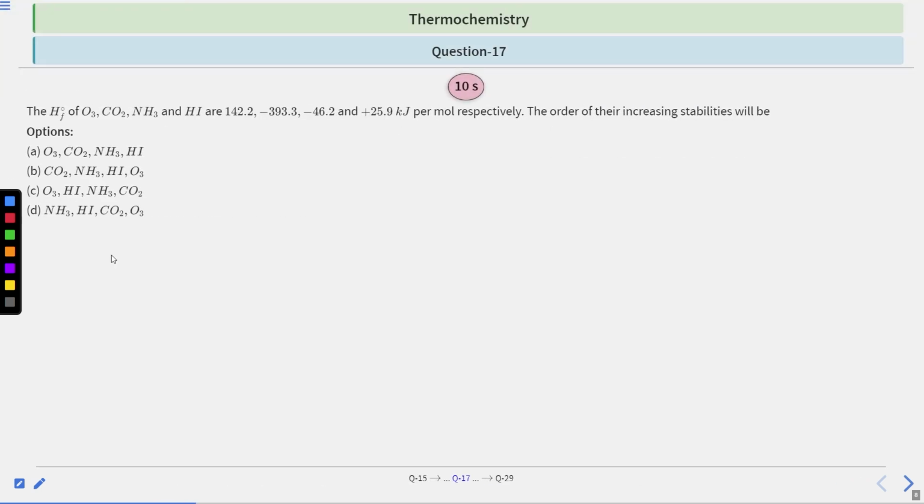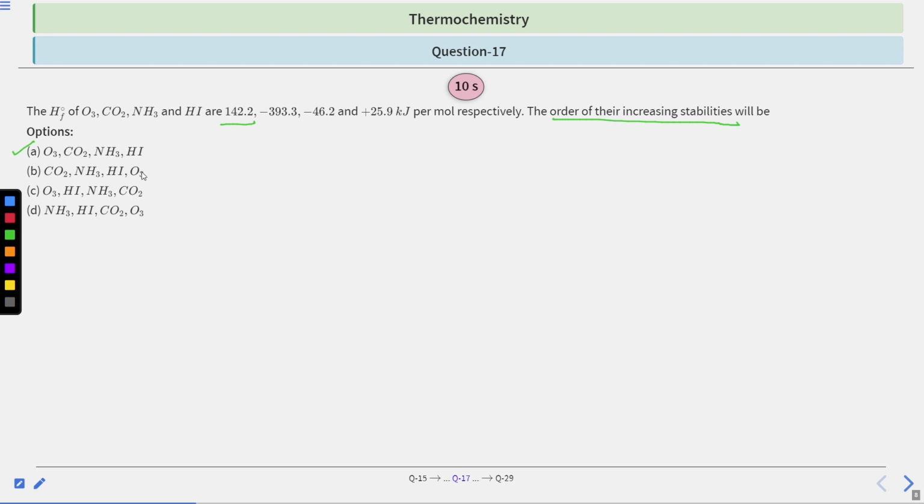Let's move to question number 17. Delta H formation of O3, CO2, NH3 and HI are 142.2, minus 393.3, minus 46.2 and plus 25.9 kilojoule per mole respectively. The order of their increasing stabilities will be? Options are O3, CO2, NH3, HI; CO2, NH3, HI, O3; O3, HI, NH3, CO2; or NH3, HI, CO2, O3.